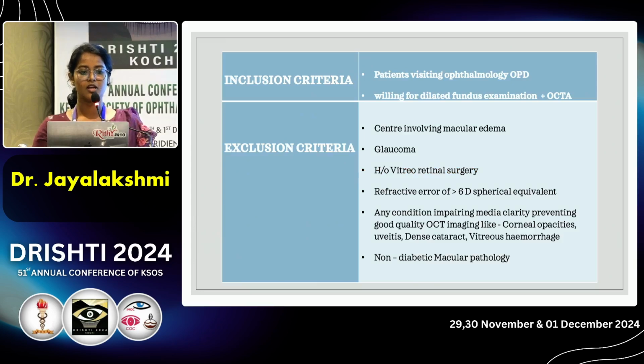Materials and methods. Inclusion criteria included all patients who visited the ophthalmology OPD and were willing for dilated fundus examination and an OCT angiography. Exclusion criteria included center-involving macular edema, history of glaucoma, history of VR surgery, refractive error more than 6 diopters, any condition impairing the media clarity which prevents good quality OCT imaging, like corneal opacities, uveitis, dense cataract, vitreous hemorrhage, and non-diabetic macular pathology.